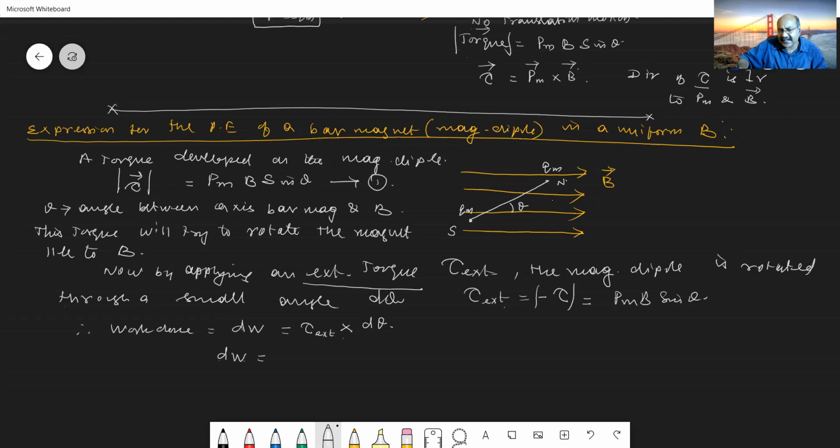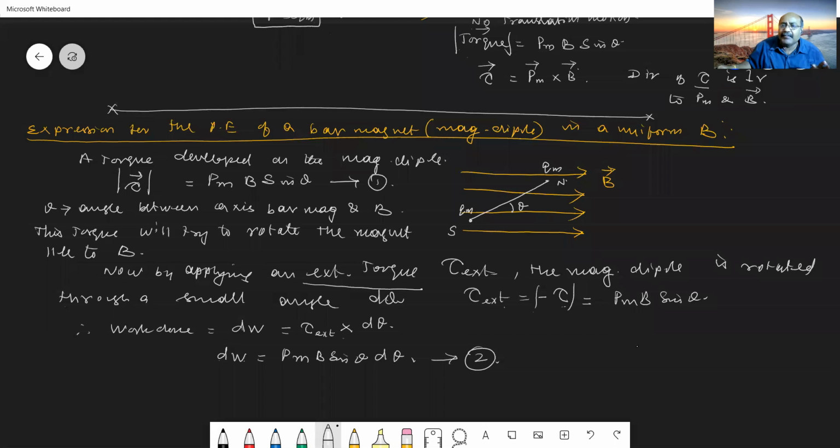Tau external is nothing but the torque produced on the magnetic dipole, which is considered to be Pm into B into sin theta, multiplied with d theta. So let us take this as equation number 2. This is the small work done in rotating the magnetic dipole through a small angle d theta.